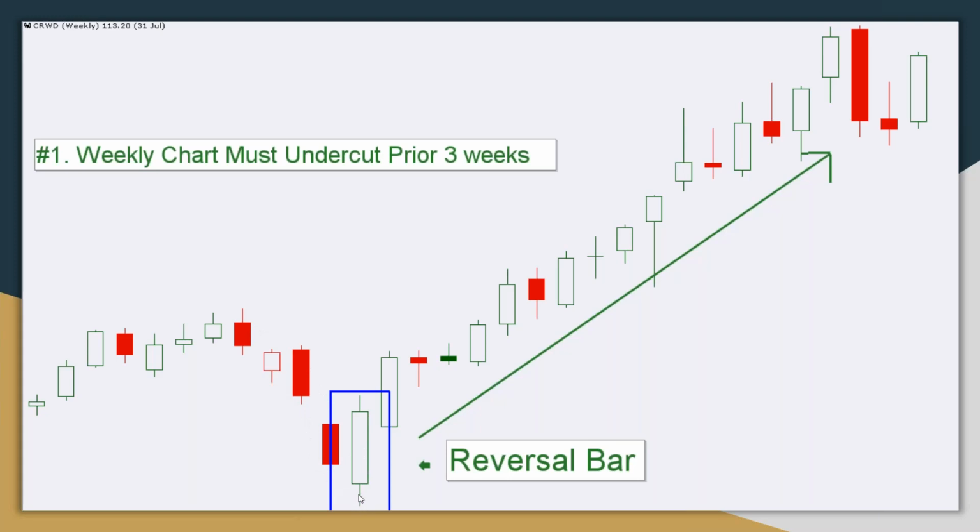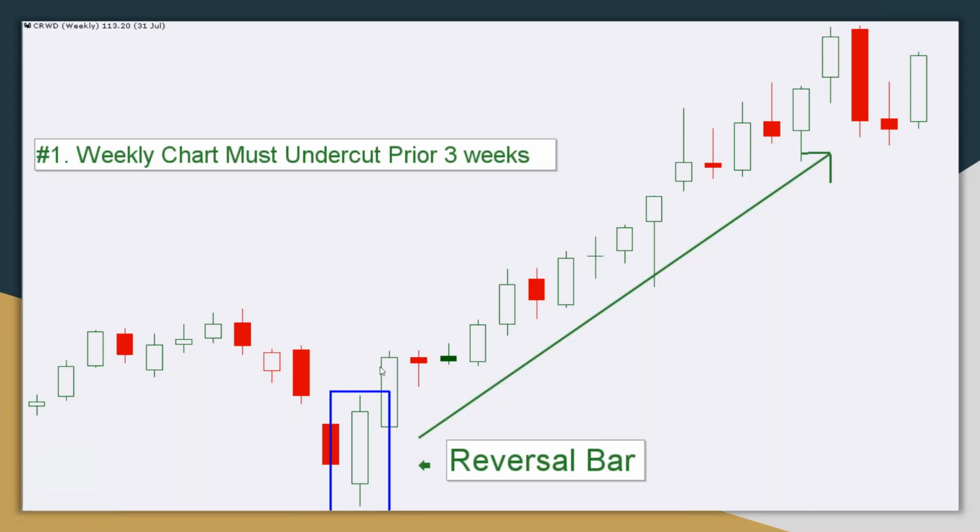The idea is that these 3 bars before the reversal bar right here, we could also call it a signal bar, do not have to be in order. This doesn't have to be lower than this, and this doesn't have to be lower than this. They can be in any order as long as this low is lower than the previous 3 bars.